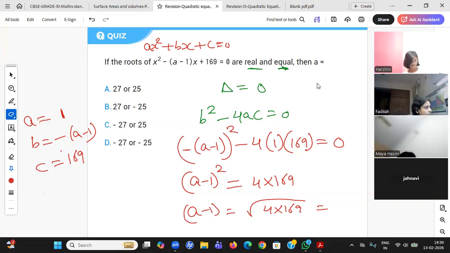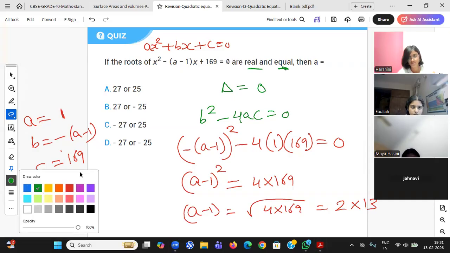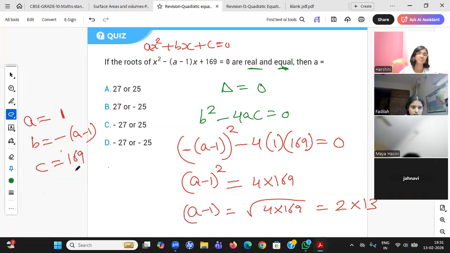Fadila got B as an answer. Narendra and Fadila's answers are matching, student. 2 into 13. Yes, is it right, Narendran? That's all. Sir, is it right? A minus 1 is 2 into 13. Yes, sir. So I'll get only one value, beta. 13 twos are 26 plus 1, 27.